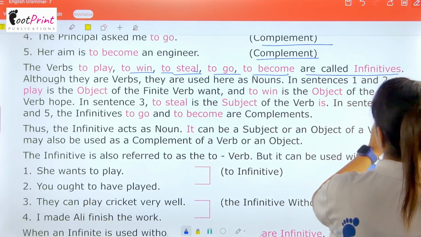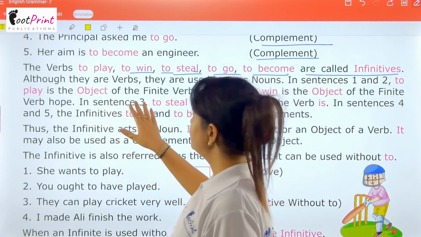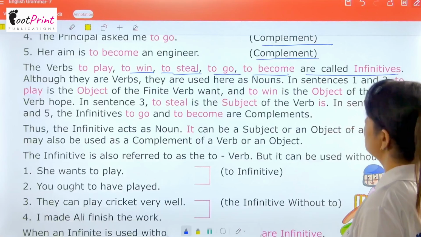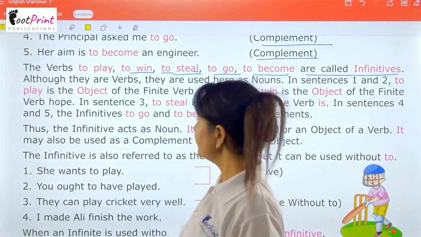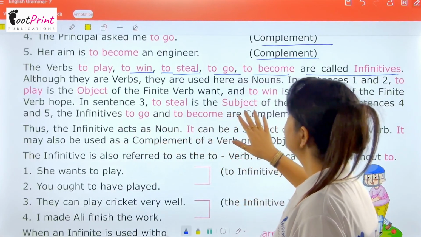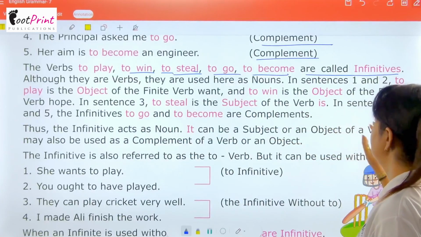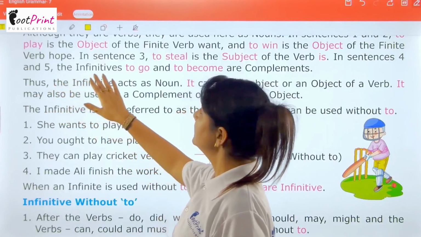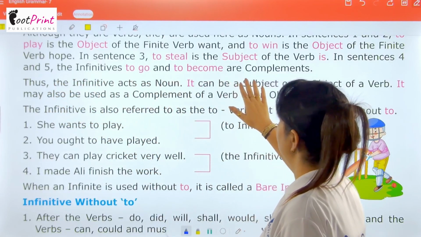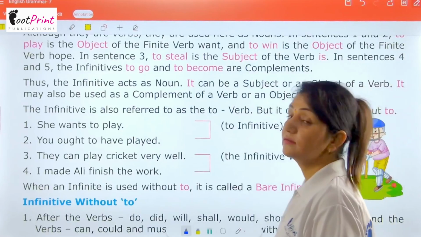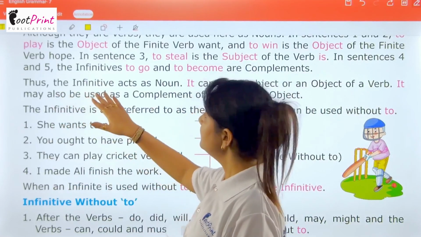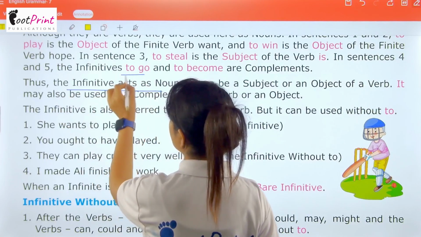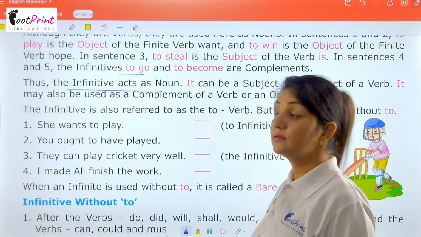In sentences 1 and 2, to play is the object of the finite verb want, and to win is the object of the finite verb hope. In sentence 3, to steal is the subject of the verb is. In sentences 4 and 5, the infinitives to go and to become are complements. Thus, the infinitive acts as a noun.